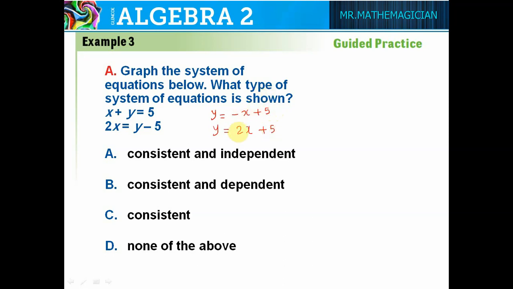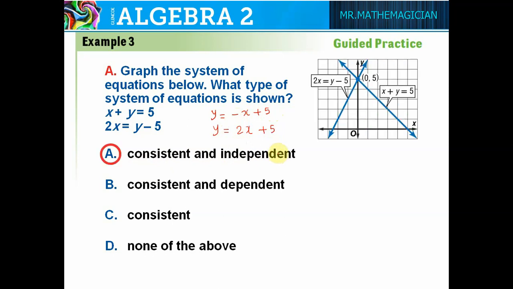So it's clear that they have different slopes. The slope here is negative 1. The slope here is 2. Since they have different slopes, every line has its own direction, so it will be consistent and independent. And here is the graph of the two lines if you want to graph them.